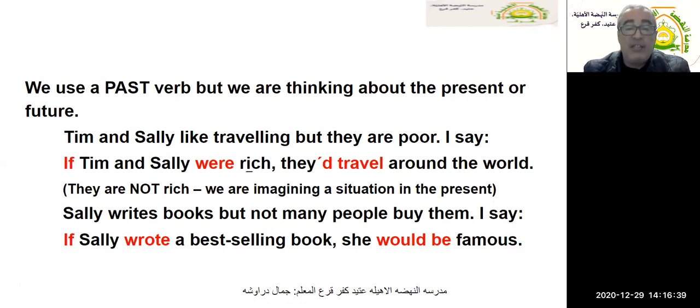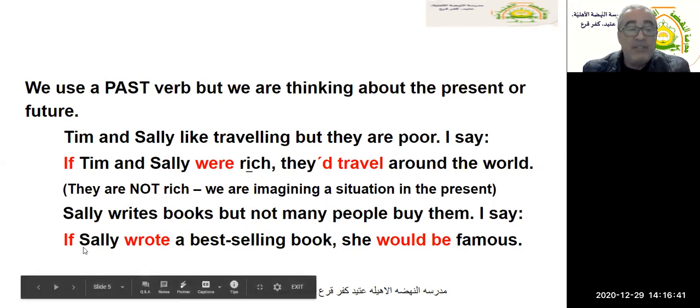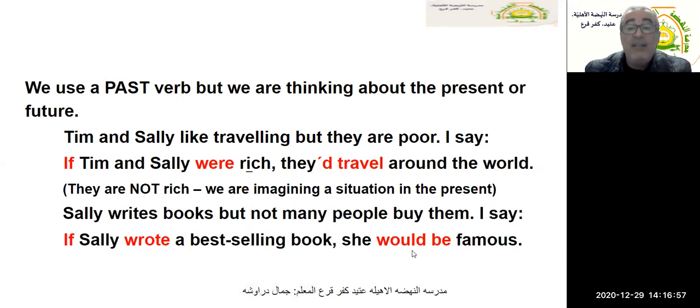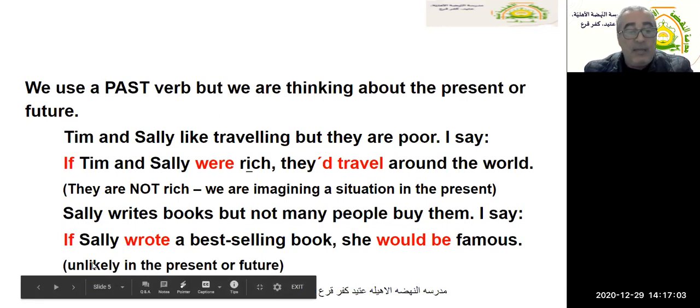Of course she's not. She's not famous because it says here clearly, if Sally wrote, but she didn't write. If she wrote a best-selling book, a book that all people would buy, but she didn't write a book that all people would buy. So she would be famous. This means that she is not famous. Again, this is something imaginary, khayali. Good. It is unlikely, as I wrote here in the parentheses, it is unlikely in the present or future.